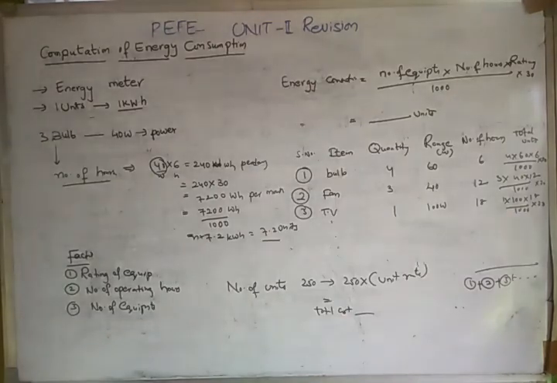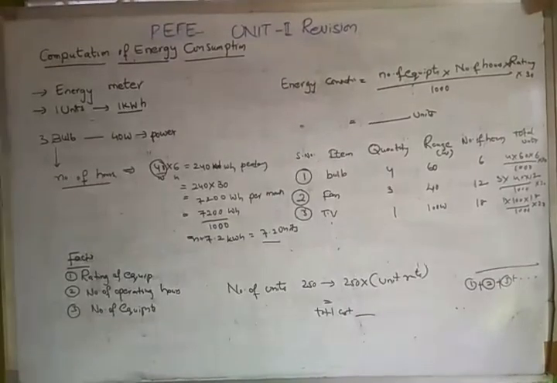Likewise, we have given one problem with serial number, item, quantity, rating, number of hours, and total units. For the bulb, 4 quantities, the rating is 60 watts, and the hours of operation is 6, and the energy consumption for the bulb is given. Like this, we add all the energy consumption units, and the total number of units multiplied with the unit rate gives the total cost of the bill.